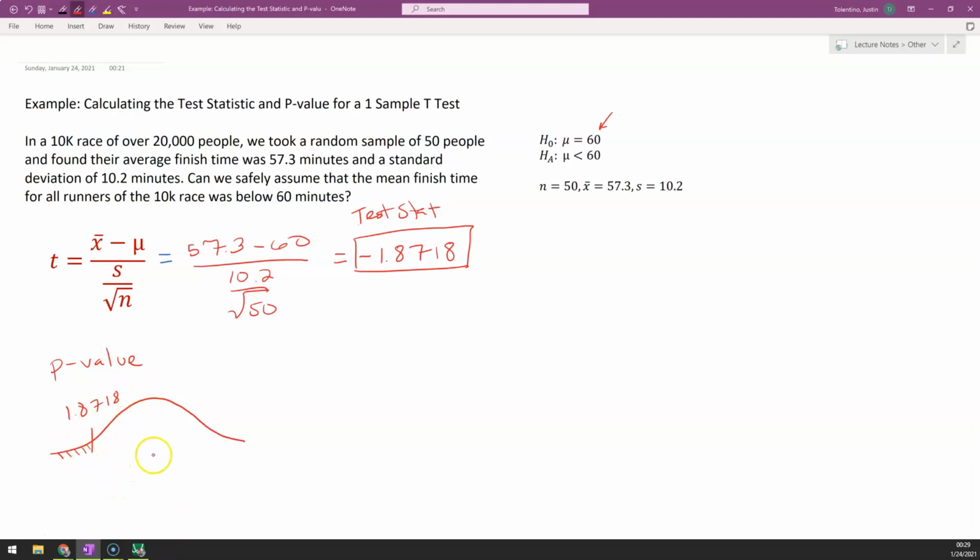So this is using the t-distribution. And remember, when we have a t-distribution, we need our degrees of freedom. So how do we get that? We have to recall that it's n minus 1. Our sample size was 50, so if we subtract 1, that tells us we have 49 degrees of freedom. And now we can use our p-value calculator, which is the t-calculator.